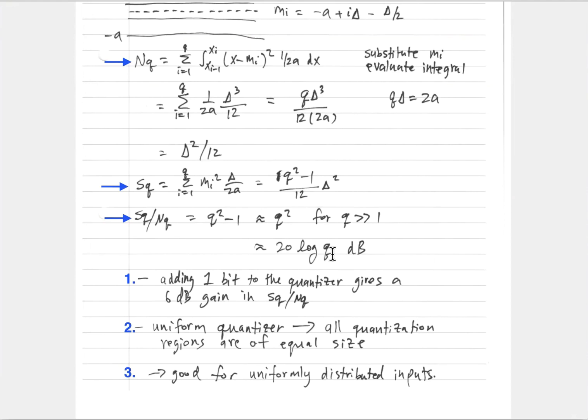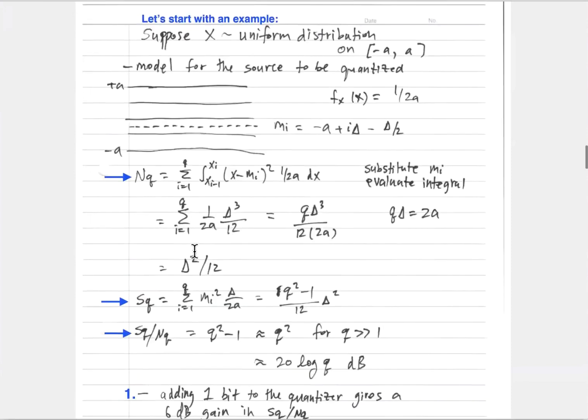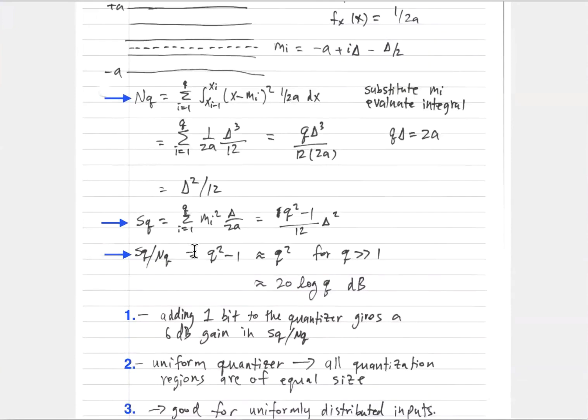So the number of levels doubles, so this becomes Q squared. Log of Q squared is just 2 log Q. So the signal to noise ratio doubles, and because of this 20 here, you essentially get a 6 dB gain. So there's a 6 dB increase in the signal to noise ratio for every bit that you add to the quantizer when you have a uniform source using a uniform quantizer.